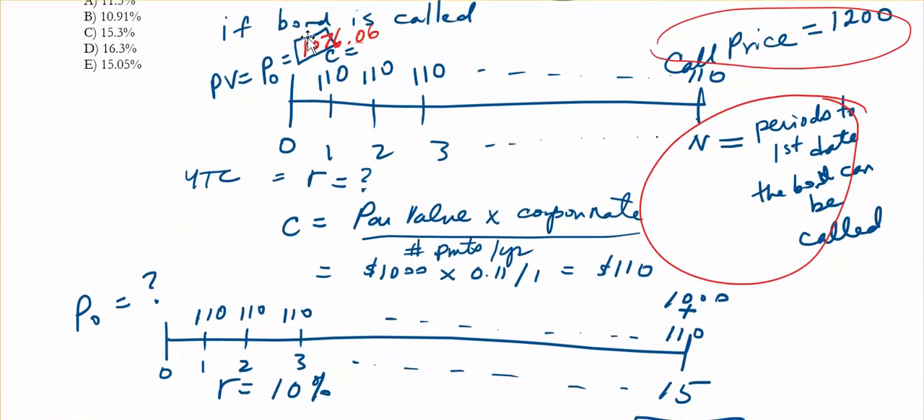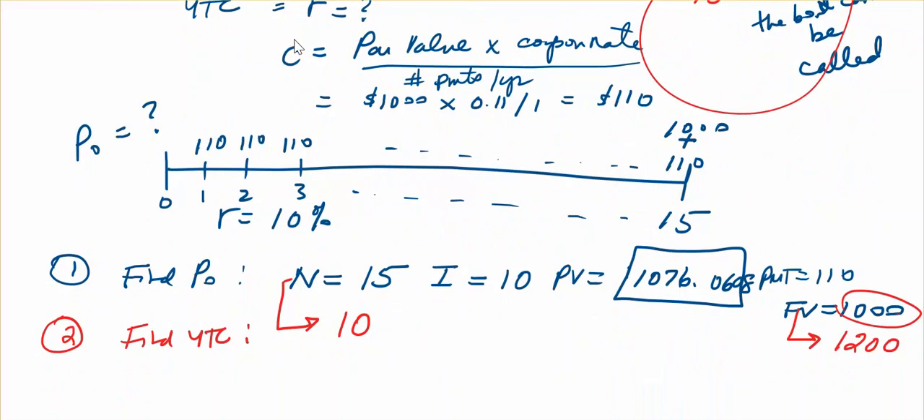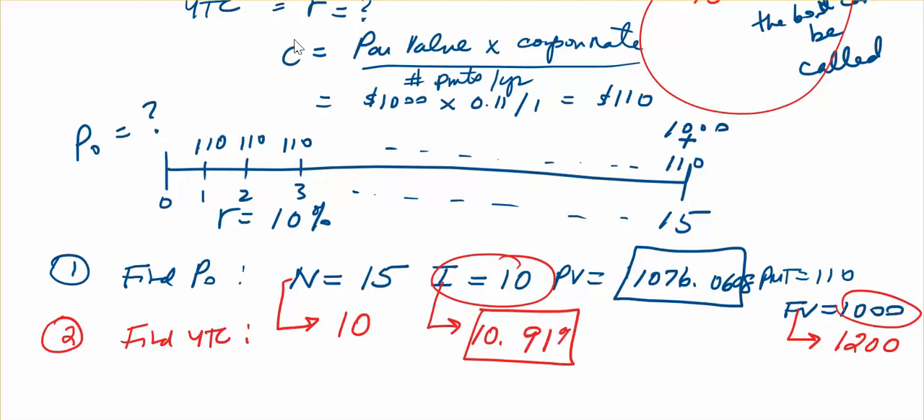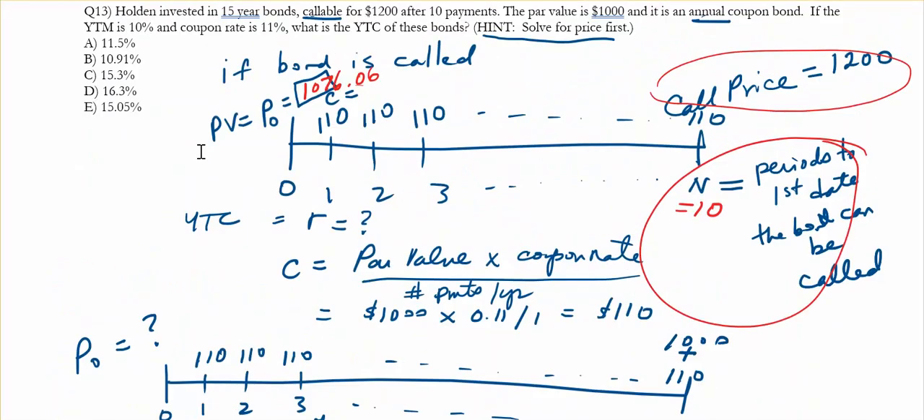So let's look back at the timeline here. 1,200, the N in this problem is 10. And then solve for a new I. So change the N to 10, FV equals 1200, solve for I. The answer is 10.91%. And there we see it is option B.